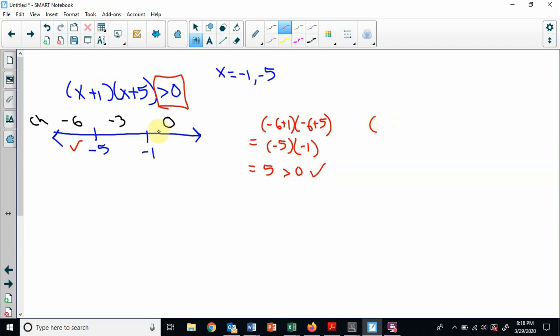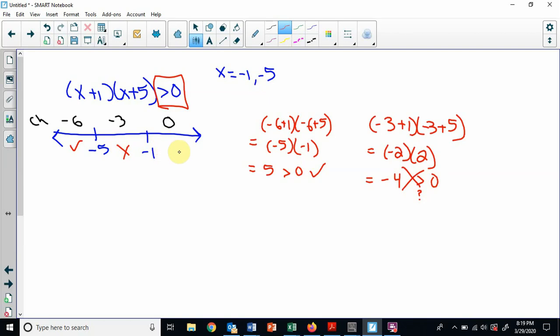So next we're going to check a negative 3. Negative 3 plus 1, negative 3 plus 5. Negative 3 plus 1 is what? Negative 2. Negative 3 plus 5 is positive 2. Negative times a positive is a negative, 2 times 2 is 4. Is that greater than 0? Is a negative number bigger than 0? No. So that one does not check out.